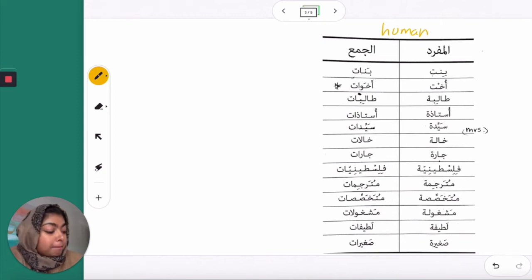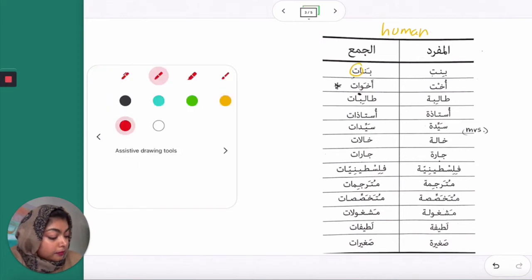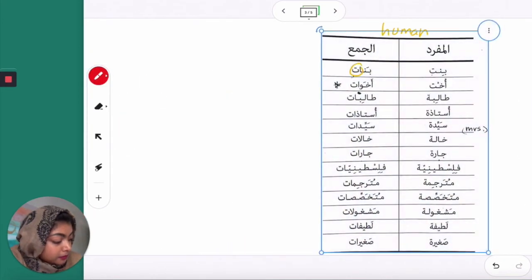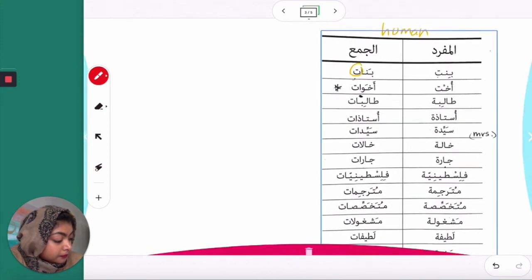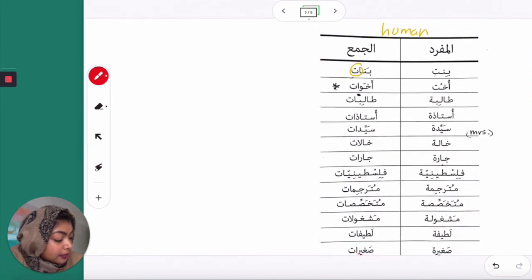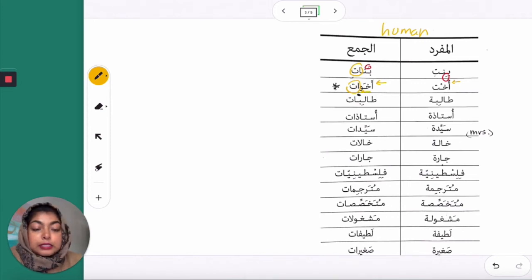Bint, banat. So girl, girls. Notice here that we had a kasra and it changed to a fatha. Banat. Bint, banat. Ukht, akhawat. This one you're going to star because the dhamma here becomes a fatha, and then we also add this letter waw. Okay. أخت, أخوات, sisters.